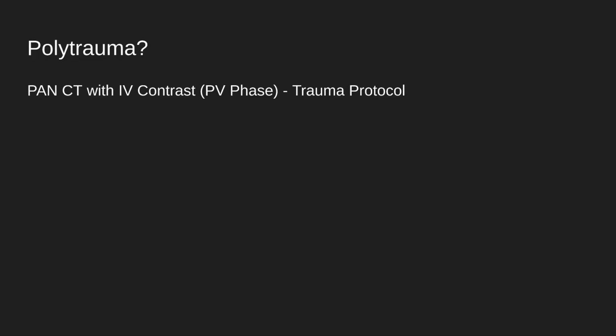Now, what about polytrauma? What if we have a patient with a road traffic vehicle accident? He has multiple fractures and suspicion of internal bleeding. Here you order what is known as pan-CT. Pan-CT is basically CT for the head, neck, chest, abdomen, everything, typically with IV contrast portovenous phase, and they have their own protocol known as the trauma protocol. So any case of polytrauma, and I mean really polytrauma, multiple trauma injuries, you do pan-CT with IV contrast, specifically portovenous phase, or the trauma protocol.